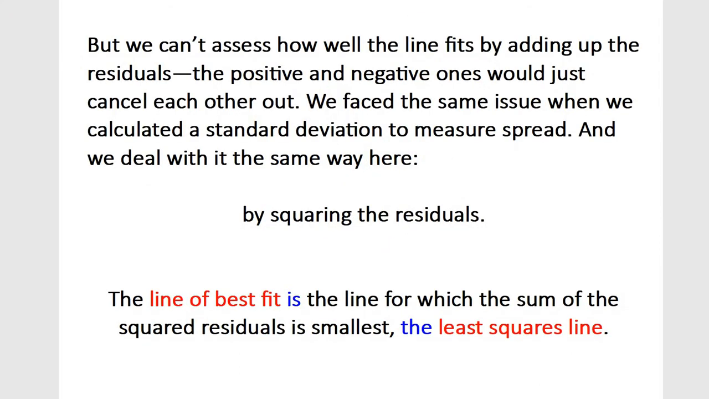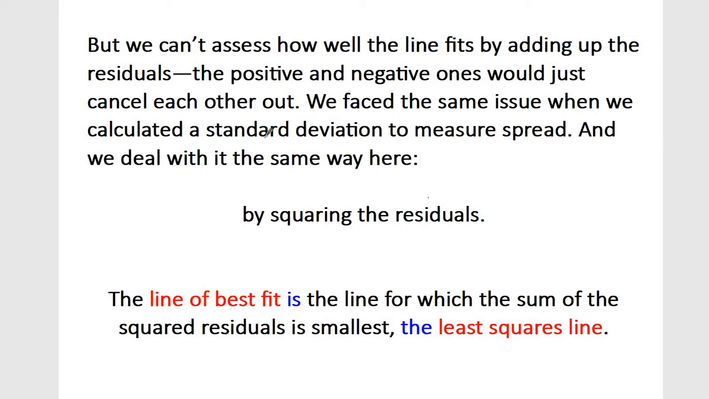So what do we do with these residuals? We can't make the line fit by just adding up all those residuals, right? Because the positives and the negatives would all just cancel each other out, so we'd be stuck with 0. The average of your residuals should be 0. We want it all close to the line.